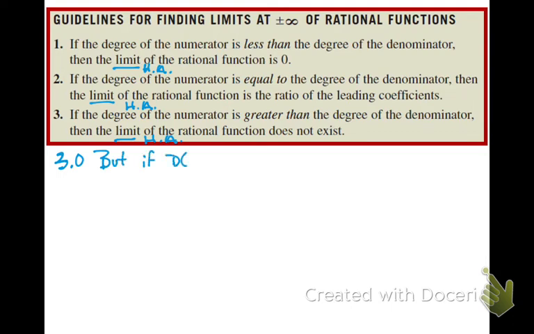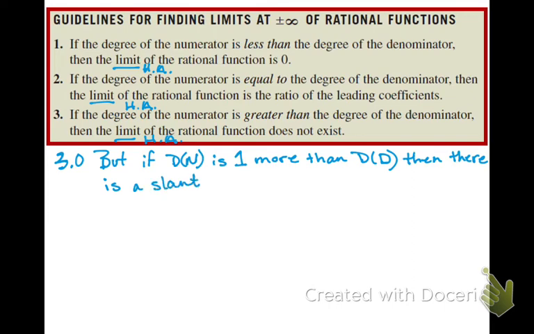If the degree of the numerator is 1 more than the degree of the denominator, then there is a slant horizontal asymptote, found using what?